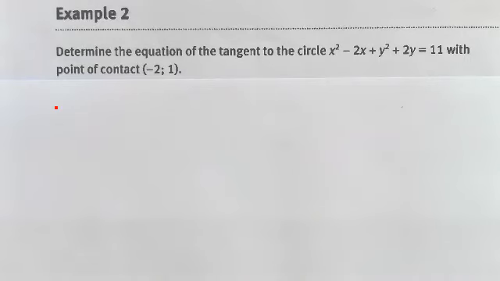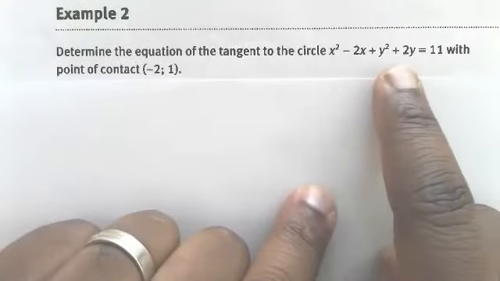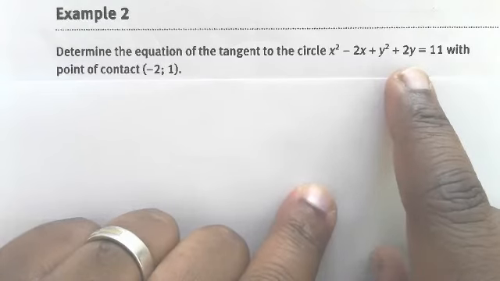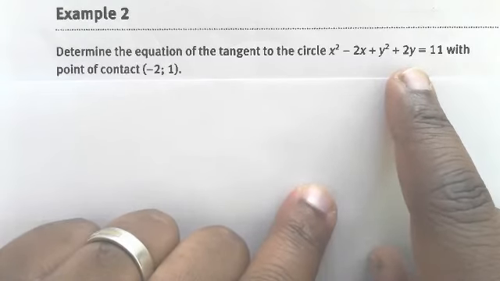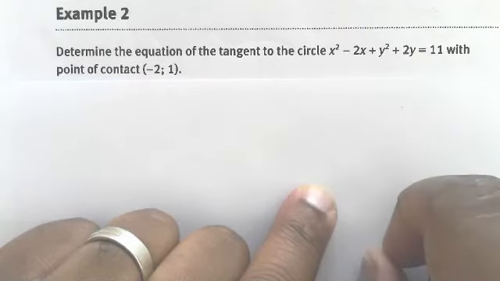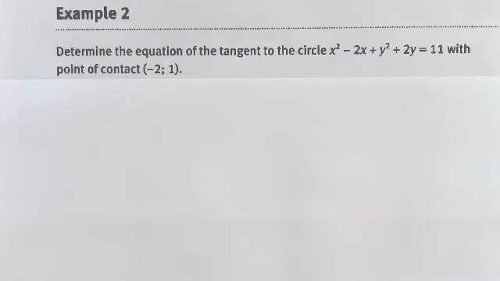Okay, so determine the equation of the circle. Now this one is a little bit different. x squared minus 2x plus y squared plus 2y. It's very difficult to get the center from there, isn't it? So must you put it in standard form? You have to put it in standard form by completing the square. Okay, so we have to put this one in standard form.